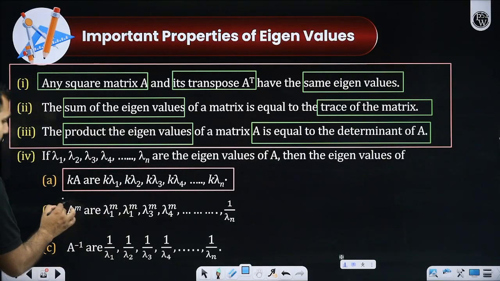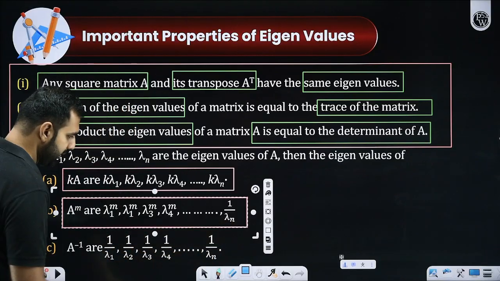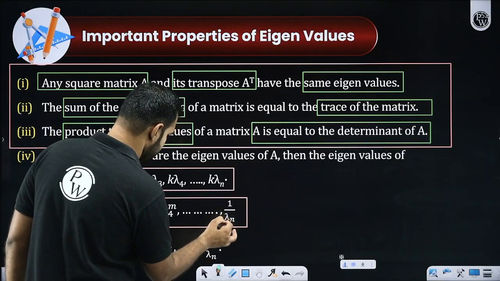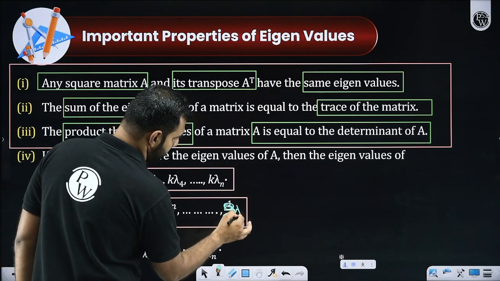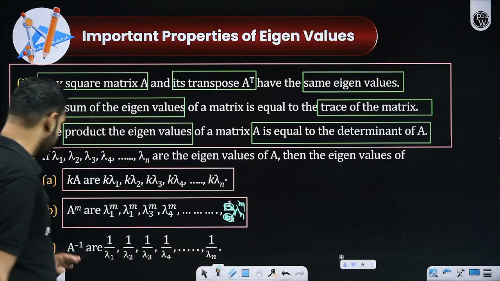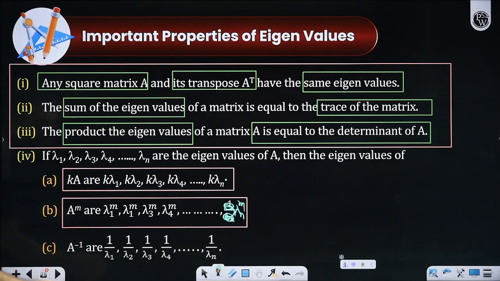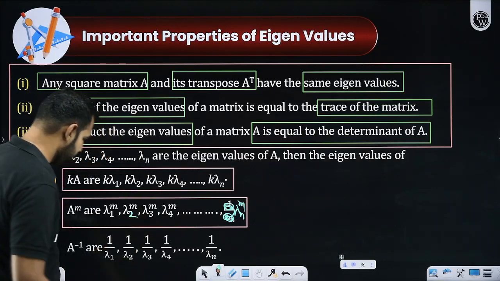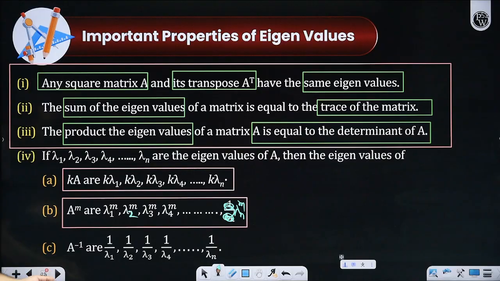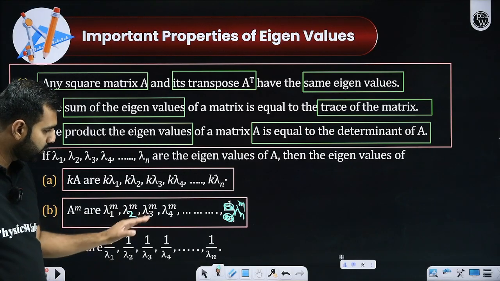If you are finding A to the power m, its eigenvalues will be, there is a small correction here, it should be lambda n to the power m. So A to the power m will have eigenvalues as lambda 1 to the power m, lambda 2 to the power m, lambda 3 to the power m and so on. A inverse will have its eigenvalues as 1 by lambda 1, 1 by lambda 2 and so on.